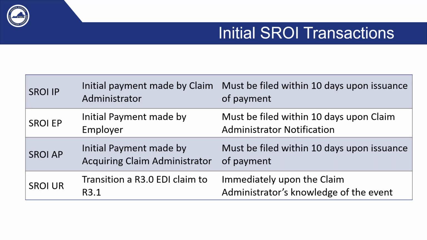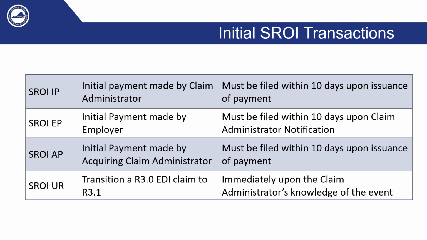Initial SROI transactions. The SROI IP is used to report the initial payment by the claim administrator and must be filed within 10 days upon issuance of payment. The SROI EP is used to report the initial payment by the employer and must be filed within 10 days upon claim administrator's notification. The SROI AP is used to report the initial payment by the acquiring claim administrator and must be filed within 10 days upon issuance of payment.